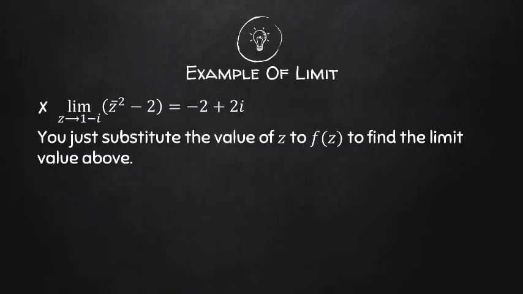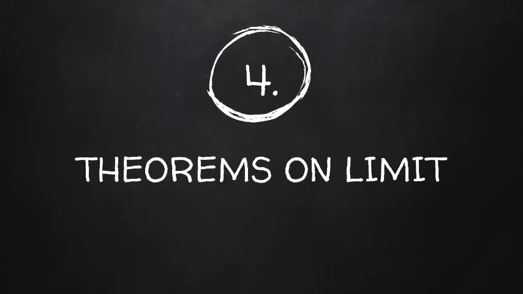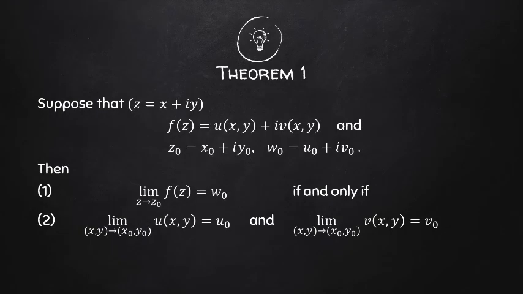For example, the limit as z approaches 1 minus i of z bar squared minus 2 is equal to minus 2 plus 2i. You just substitute the value of z into f(z) to find the limit value above. Okay, we go to the next subtopic, that is theorems on limit. There are two theorems on limit.